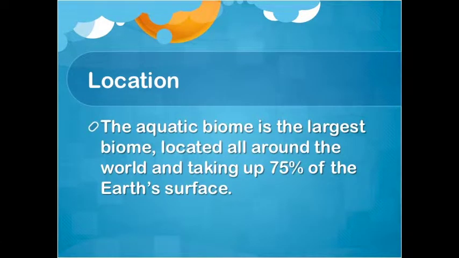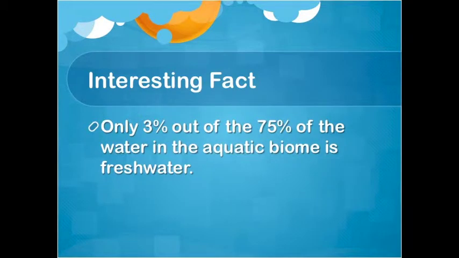Location. The aquatic biome is the largest biome, located all around the world, taking up 75% of the Earth's surface. An interesting fact is only 3% of the 75% of water in the aquatic biome is freshwater.